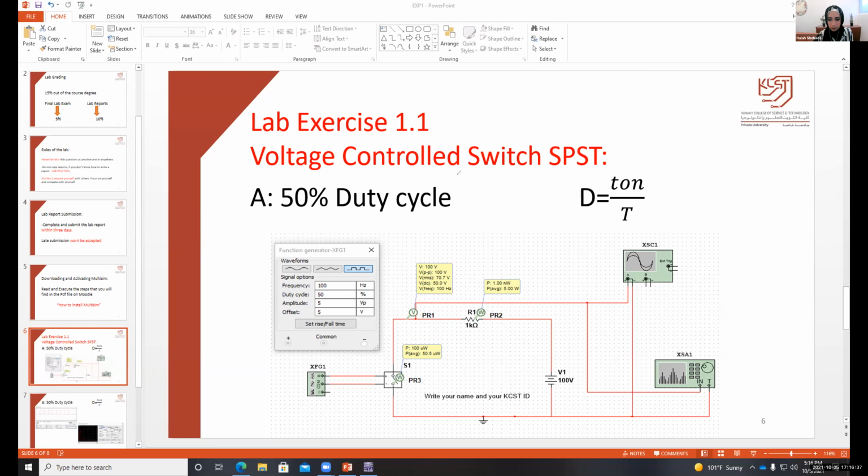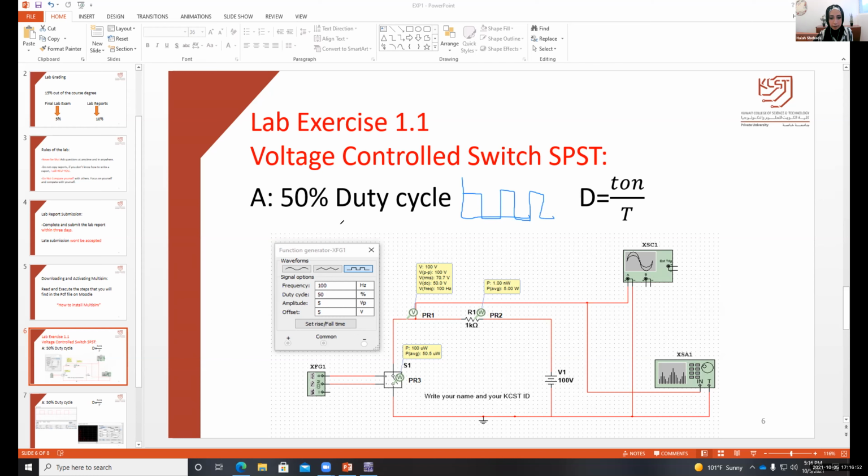So the waveform of the voltage of the resistor will look like this. It will go from 100 volts to 0, then 100 volts to 0, 100 volts, 0, and so on periodically.